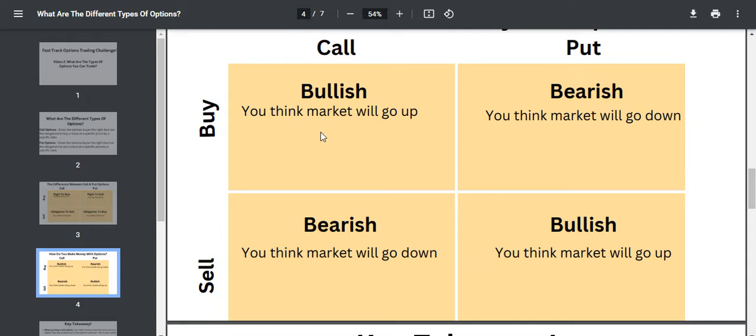Just very quickly, the money you make buying a call option: say, for example, the strike price in the call option contract is $100. If the stock price shoots up to $150 and you exercise the option, your profit is going to be $50. It's going to be the difference between the stock price and the strike price.